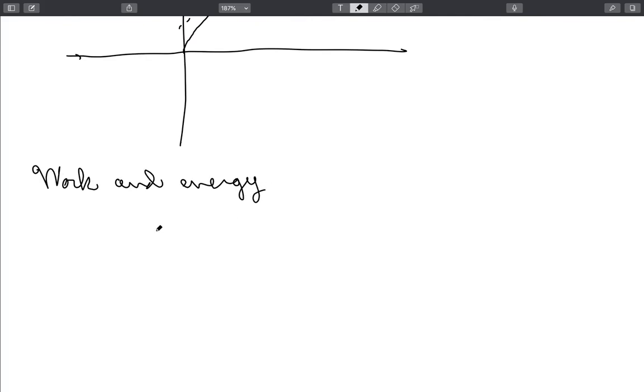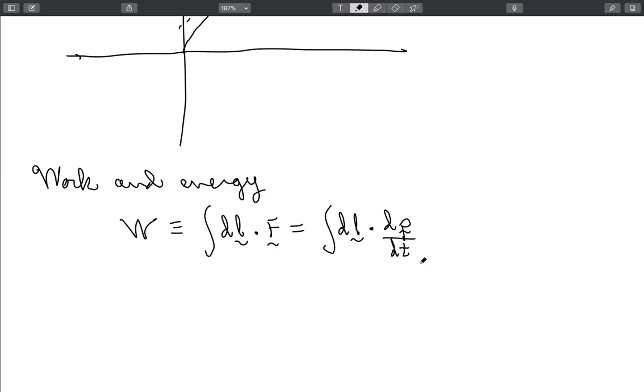So here it's also quite straightforward, because the work done in the relativistic case is still the line integral of the force. And as we've seen before, the force is just the time differential of the relativistic momentum. Okay, so we want to calculate such an integral here.